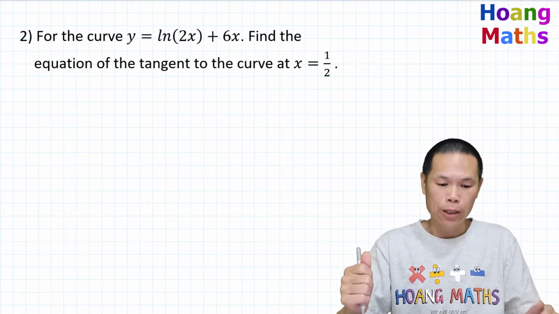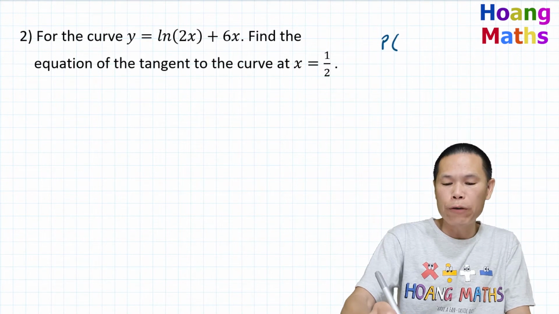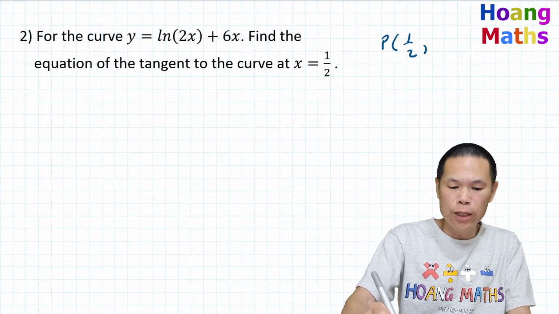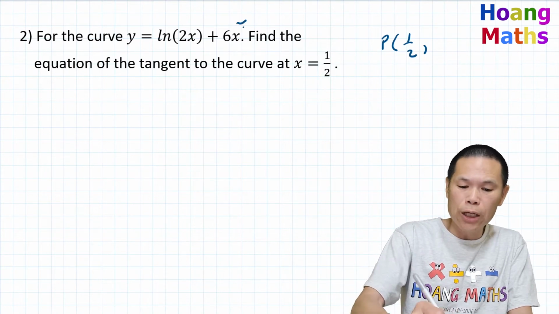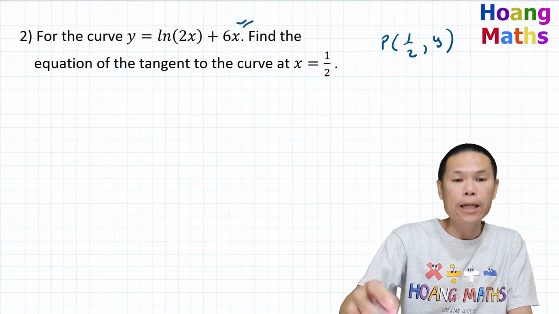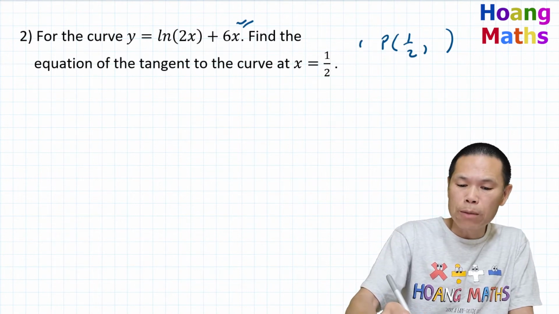So let's get into it. We know the process, right? Step number 1, we need to find the point first. So we have x equal to a half already. What we do is substitute into this function here to give me the y value, okay? So let me just clear this first.